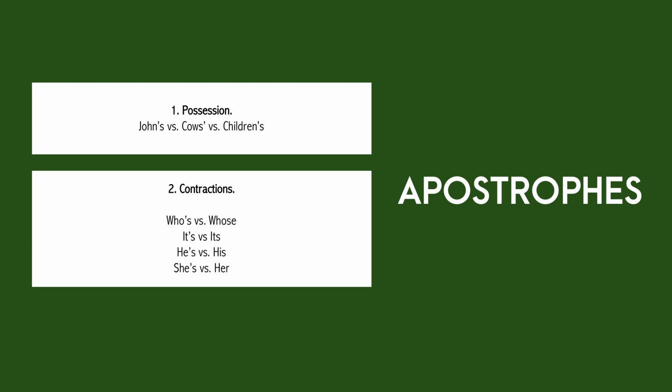So everything to the right of this list shows possession. Everything to the left is a contraction, where who is has been shortened to who's, it is has been shortened to it's, he is has been shortened to he's, she is has been shortened to she's.